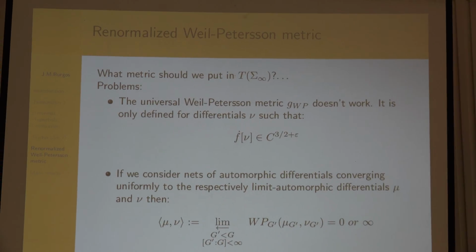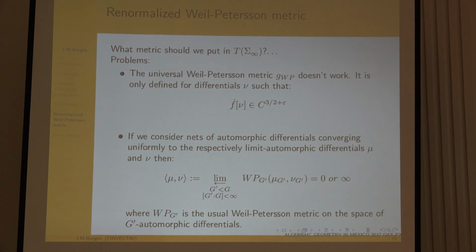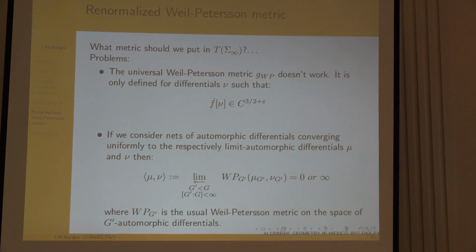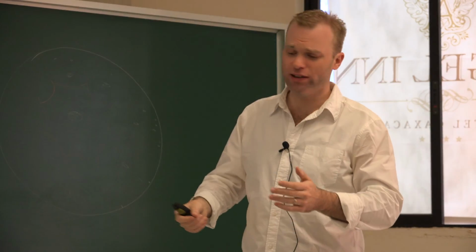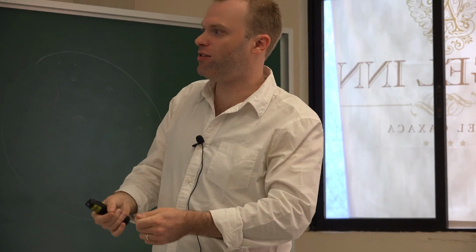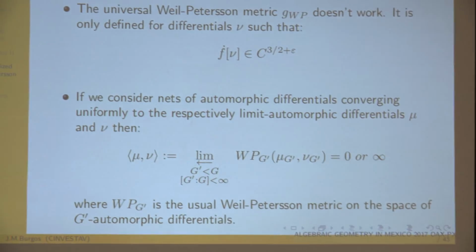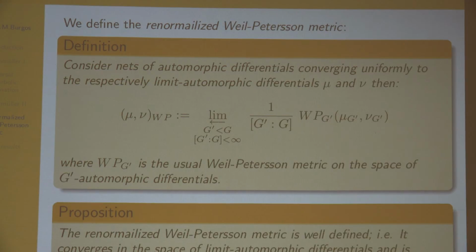Well, a second approach would be to consider two limit automorphic differentials, consider the respective nets of automorphic differentials converging uniformly. At every stage you have a Weil-Petersson metric and you just take the limit. Well, that limit gives you nothing because it is 0 or it just blows up to infinity. So it cannot distinguish anything. And so we defined what we call the renormalized Weil-Petersson metric. That is the same idea as before, taking the limit, but at every stage we renormalize by the index of G' in G, the index of the subgroup.